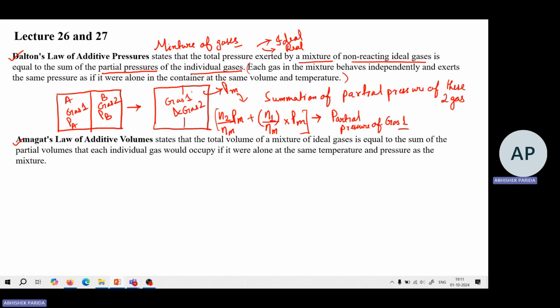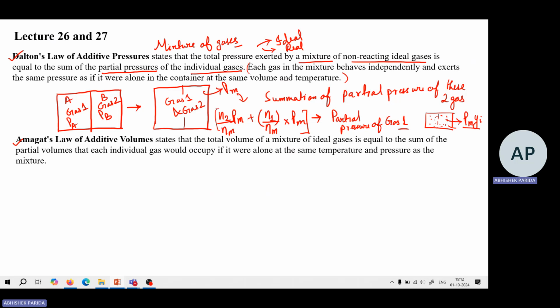The other way to think about it is that once this mixture has been formed, we want to separate it. If gas 2 is removed and gas 1 remains in the same container of the same volume, then it would exert a pressure of PM times its mole fraction. The same goes for the second gas as well. That is the simplified meaning of Dalton's law of additive pressures.